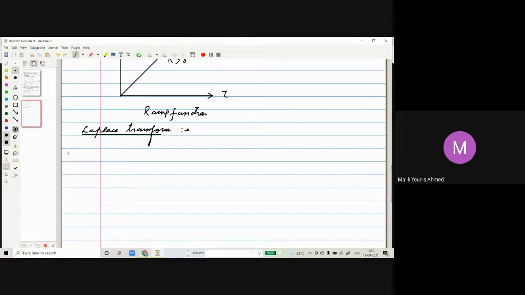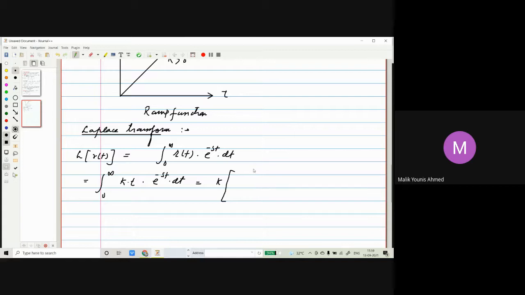Now the Laplace transform of r of t will be equal to the integral from 0 to infinity of r of t e raised to power minus st dt, which further can be written as the integral from 0 to infinity. r of t is what? It is k t. So it is k t e raised to power minus st dt.